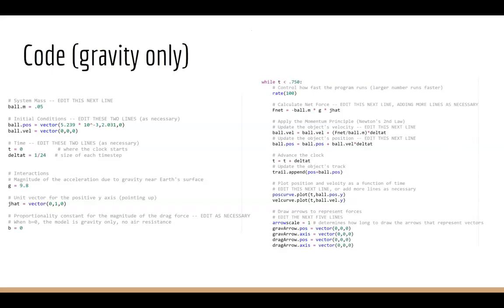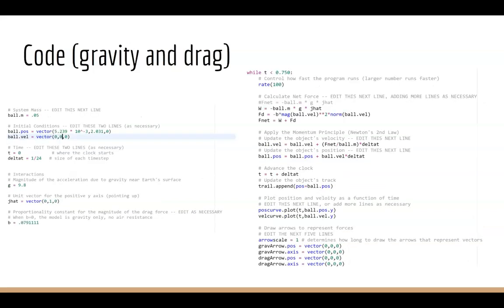This is the code on GlowScript for the gravity-only computational model. I have my input ball mass, and then I input my initial velocity and initial position from the experimental data. Delta t is equal to 1/24 because it's a 24 fps video, and then b is equal to 0 because it only accounts for gravity.